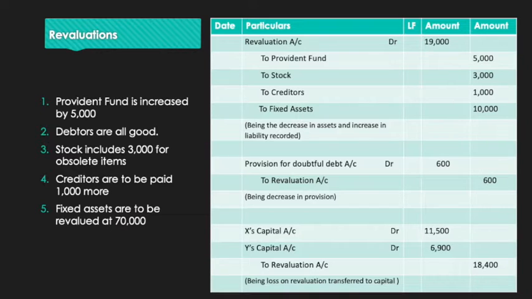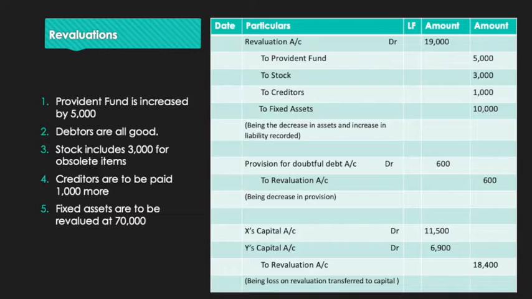Stock includes 3,000 for obsolete item. The value of stock is going down, and as the value of assets goes down, it is always shown in the debit side of the revaluation account. Creditors are to be paid 1,000 rupees more. Here the liability is increasing by 1,000 rupees, and that should be shown in the debit side of the revaluation account. The last revaluation is fixed assets are to be revalued at 70,000. The value given in the balance sheet is 80,000 and it is to be revalued at 70,000.